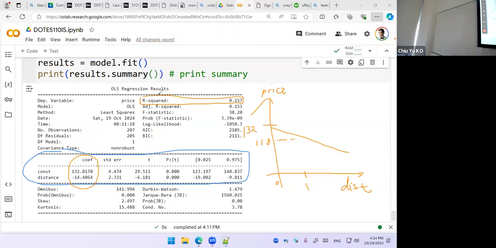The variation of the price is explained by distance. So what it said is it has 15% explanation power, if you want to put it loosely speaking. Of course, this number R square is between 0 to 1. If 0, that means the model is rubbish. 1, the model is excellent, perfect, right? 15 is okay, not too good, not too bad.